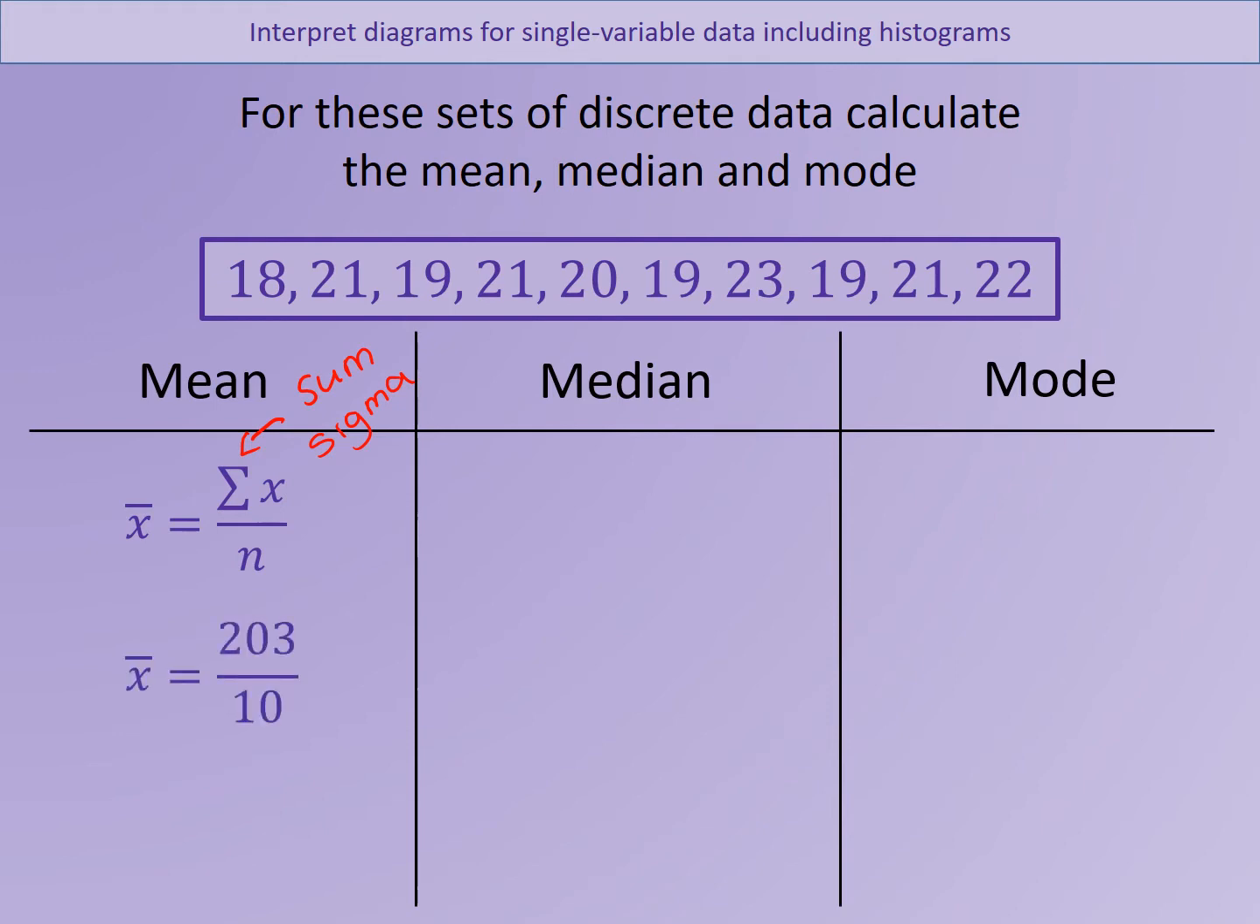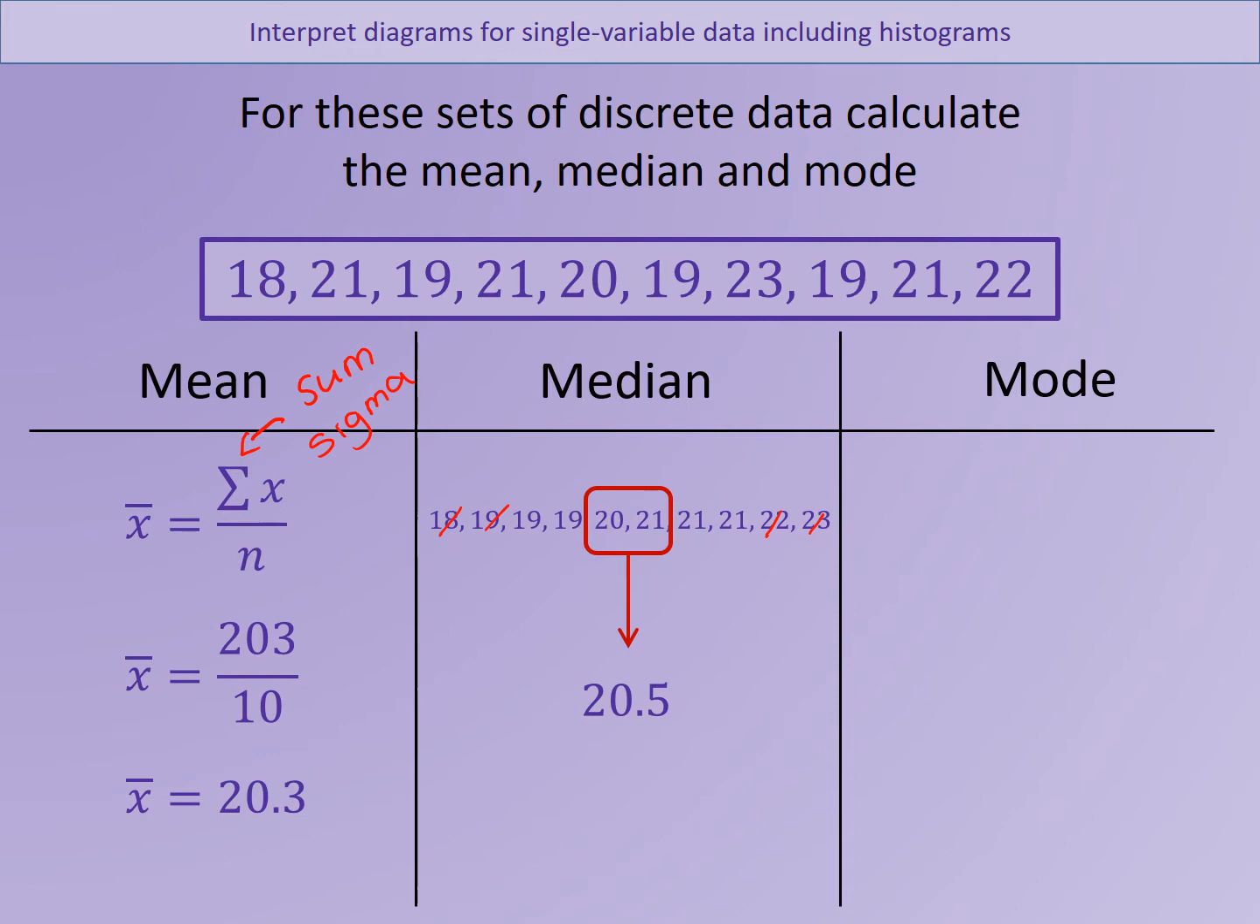So if we add up all of those pieces of data in the box, that comes to 203 divided by 10. So x bar, the mean, is equal to 20.3. For the median, we need to put the data in order first, and then we need to identify the middle of this data, and we can do that in a couple of different ways. We can either cross off from either end until we get to the middle. Now, the middle in this case is between 20 and 21, so we take the midpoint, which is 20.5.